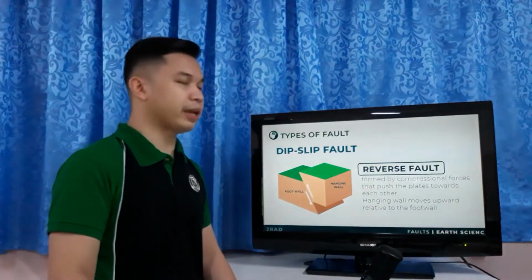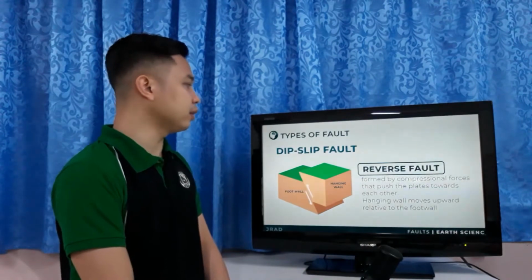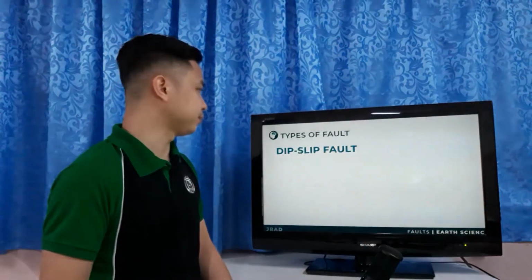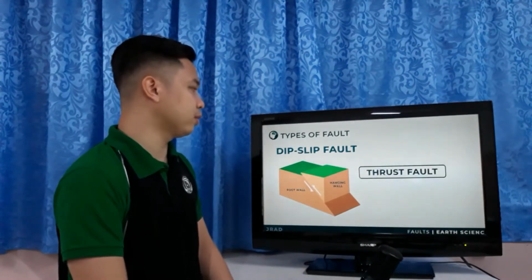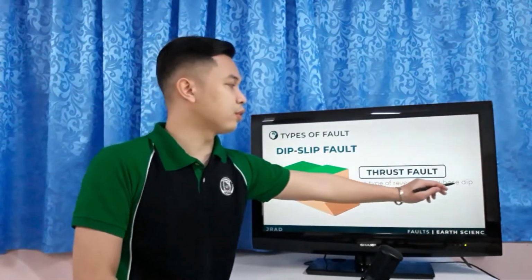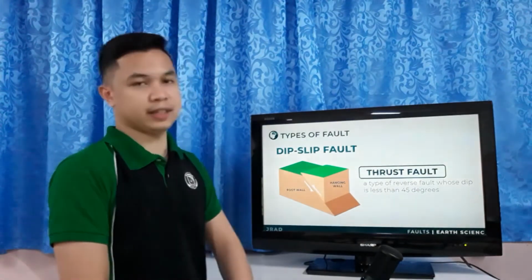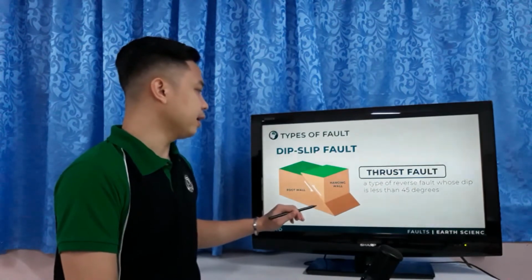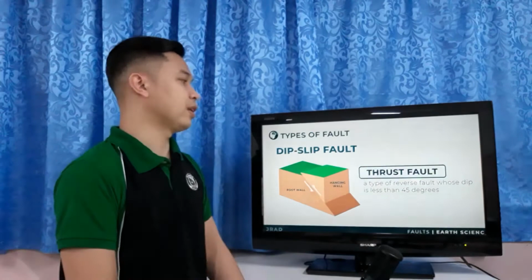So as I said, we have two types of fault: deep slip fault, which is reverse fault, and normal fault. Another type of deep slip fault is what we call the thrust fault. The thrust fault is a type of reverse fault whose dip is less than 45 degrees. Ito yung tinatawag nating gentle slope. Kapag mas mababa sa 45 degrees yung angle, tawag natin doon thrust fault.